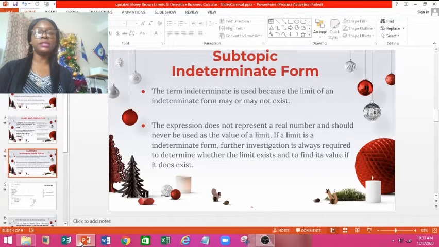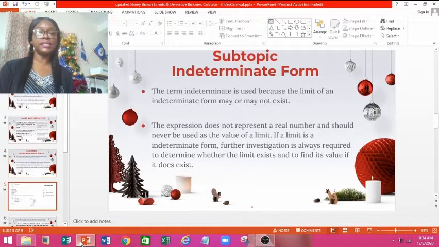My subtopic is the indeterminate form. The indeterminate form is used because the limit of an indeterminate form may or may not exist. The expression does not represent a real number and should never be used as the value of a limit. If the limit is an indeterminate form, further investigation is always required to determine whether the limit exists, and to find the value if it does exist.